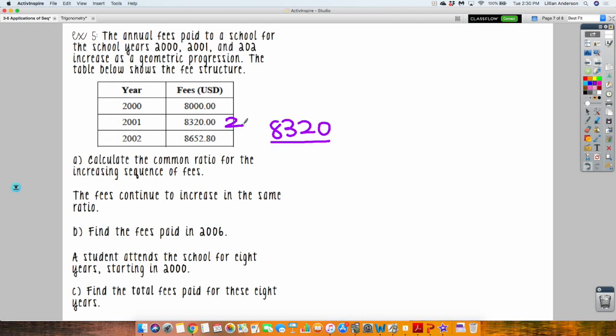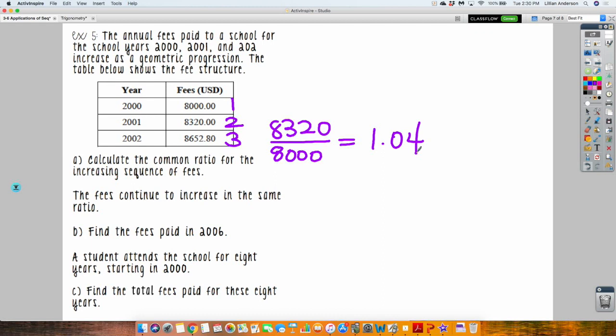How do we find the common ratio? Divide the second by the first. Now, it's interesting that you say that. You said divide the second term by the first. What's the second term? 8,320. Okay, so this is our second term, this will be our first, and this will be our third. There is a reason why I asked, because it's going to play a part in B and in C. When I divide that, what do we get? 1.04. That represents our common ratio.